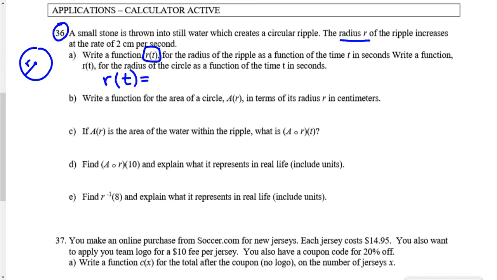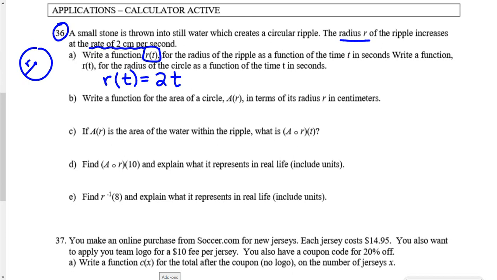Well, at time 0, we had a radius of 0. If we're increasing at a rate of 2 centimeters per second, at time 1 we would be 2 centimeters big, then the next second we would be 4 centimeters big. So basically I'm taking 2 centimeters per second times the number of seconds, and that's going to give me my radius.